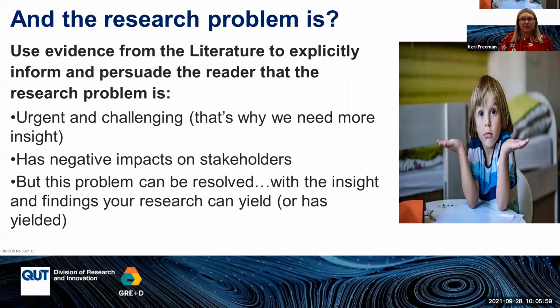All right. The research problem is certainly something that must be reiterated over and over, and evidence is given in your lit review. Yes, you introduce it in your introduction, but the literature is where you've got all the evidence to inform and persuade the reader about the research problem, that of course it exists. And these other aspects that I have here in the slide about being urgent and challenging, that's why we need to do the study, the negative impacts the problem has. But of course, your research is going to provide some insight into helping to resolve the problem. So that's first and foremost through your whole literature review.